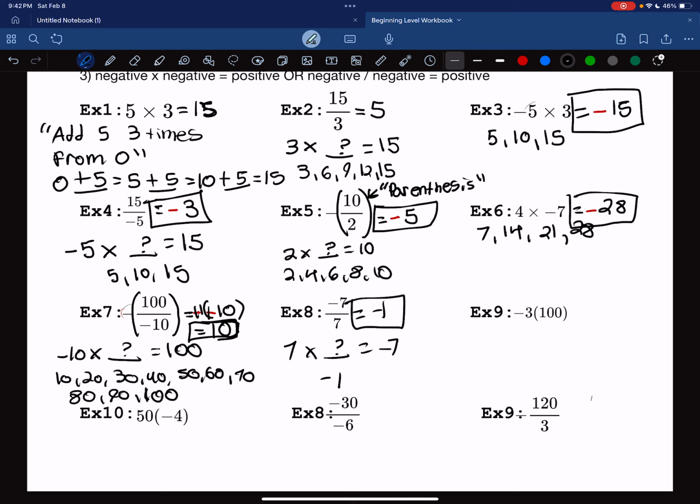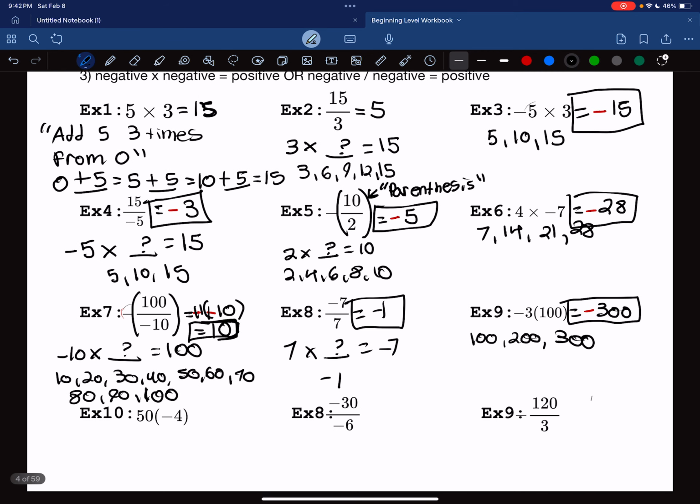So, example 9, we have negative 3 times 100. In this case, I'm going to add 100 3 times, or count up by 100 3 times. So we have 100, 200, and 300. Now that we've counted up by 100 3 times, 300 is going to be a part of our answer. And because we have a negative and a positive being multiplied, we're going to have a negative in our final answer. So our final answer is negative 300.